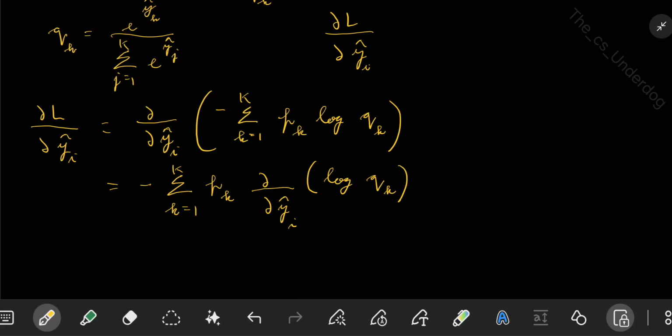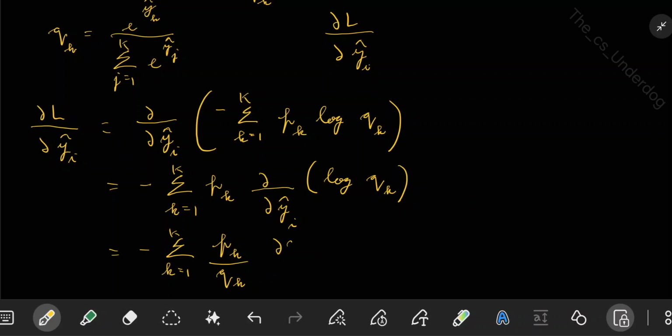If I take this, I will understand what happens if I take the derivative of log qk with respect to yi cap. Derivative of log x is 1 by x. So that will become 1 by qk. So this will be minus sigma k equal to 1 to K, pk by qk. How did this come? Because log qk when taken derivative becomes 1 by qk.